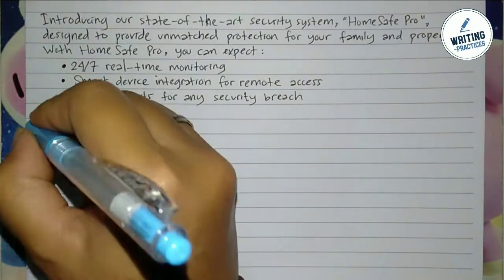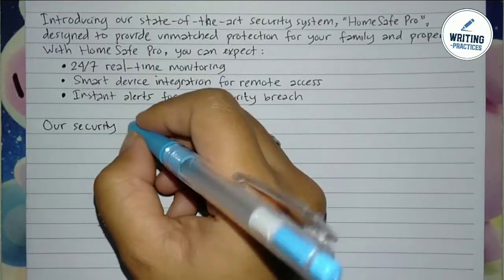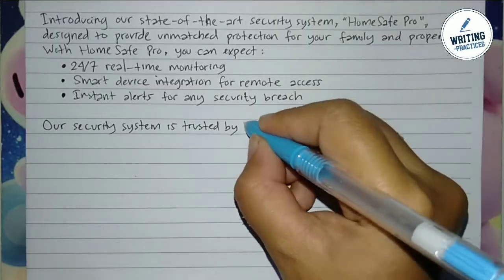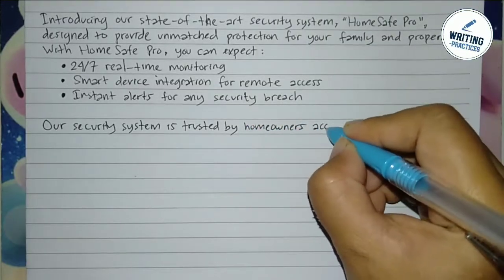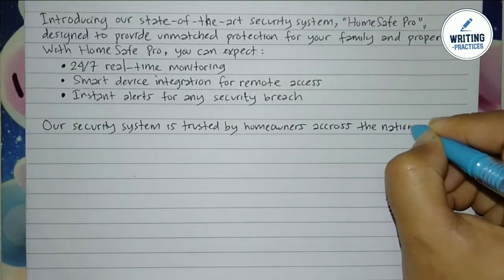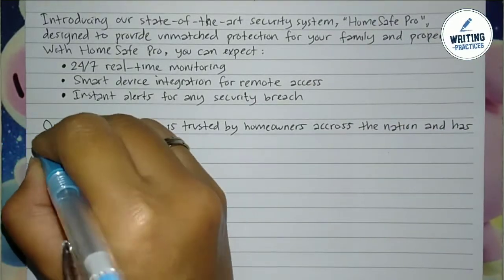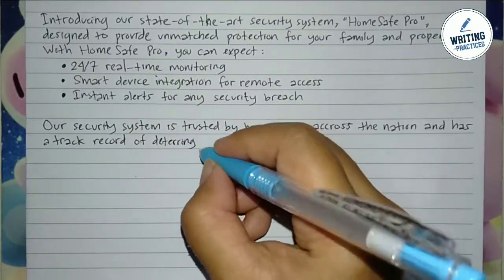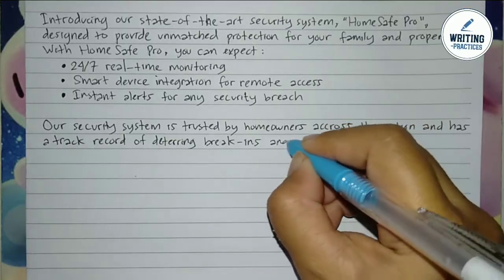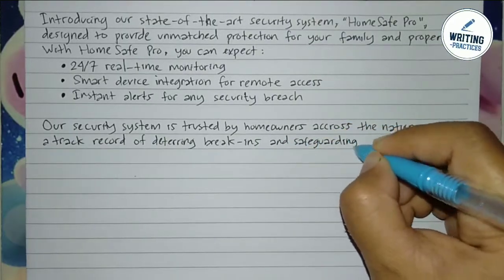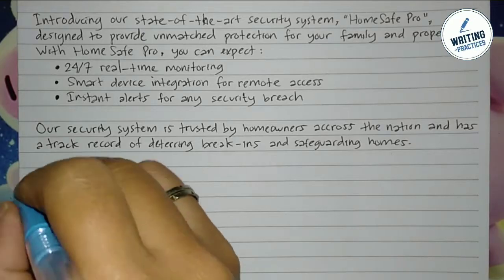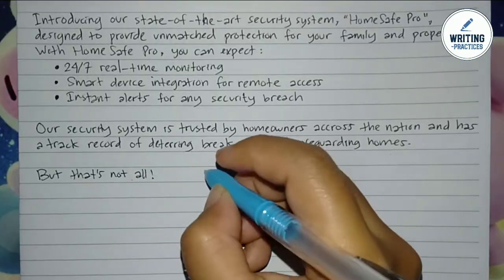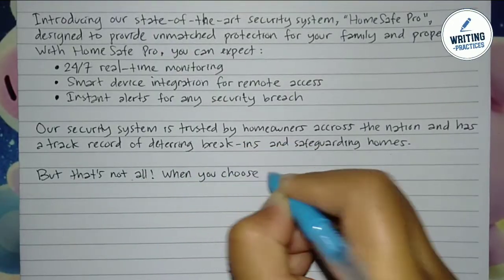In the third paragraph, this is where you use persuasive language, storytelling, and testimonials. You can build trust by writing something like, "Our security system is trusted by homeowners across the nation. And it has a track record of deterring break-ins and safeguarding homes." Besides that, you can make a call to action bridging. For example, you may offer special prices, discounts, and more benefits if the recipient orders it today.